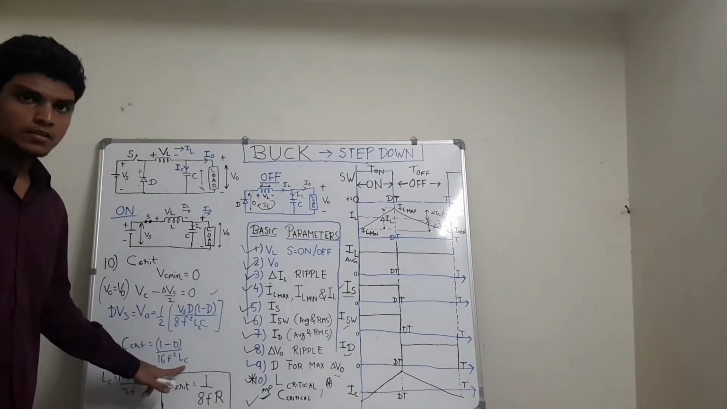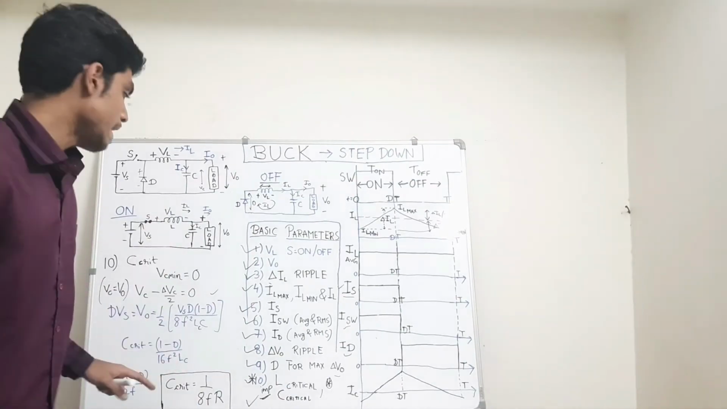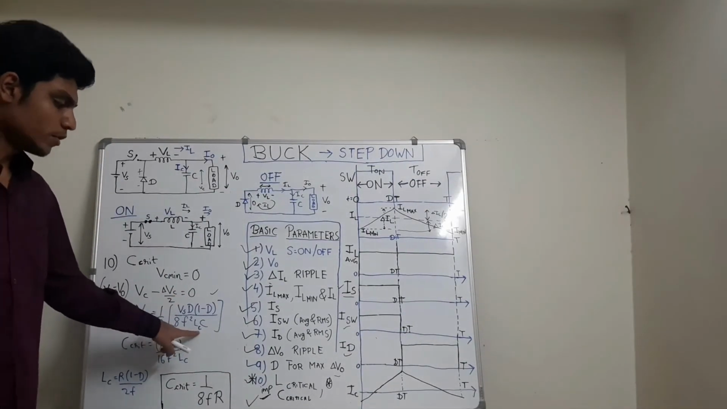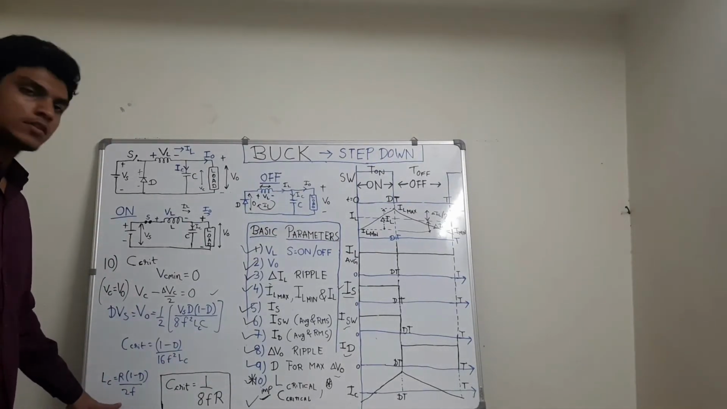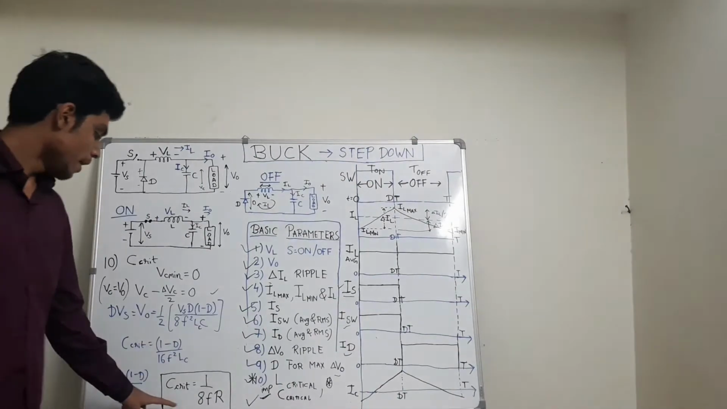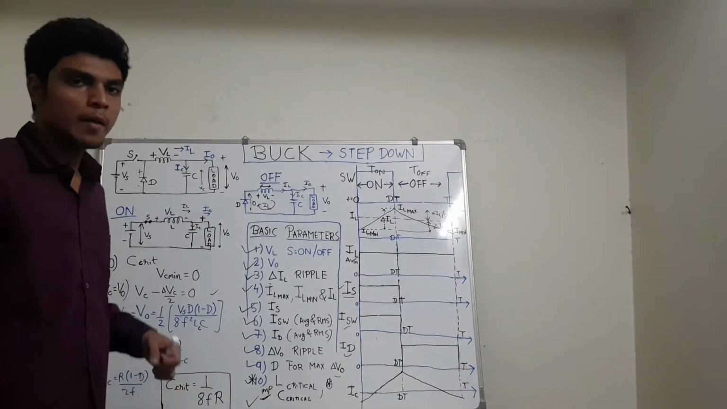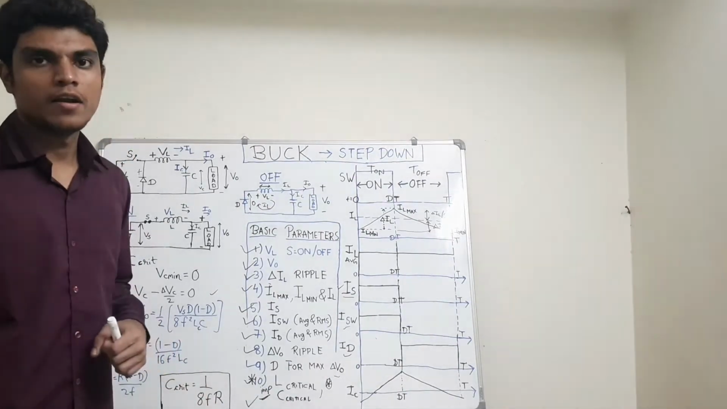But here we have to see that L is the critical inductance Lc, that we have to consider in every formula. Here also it is Lc. So Lc is R into (1 minus d) upon 2f. By substituting in this equation, we get critical capacitance equal to 1 upon 8 Fr.